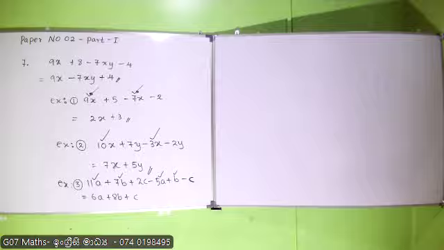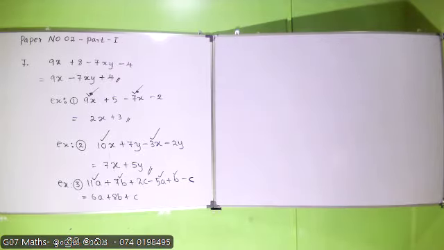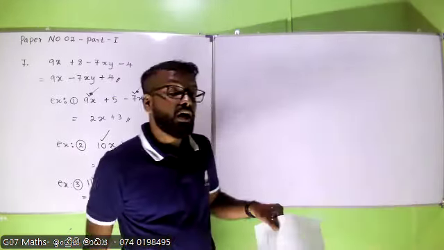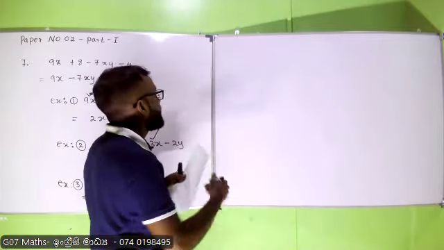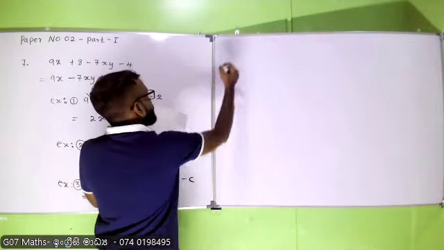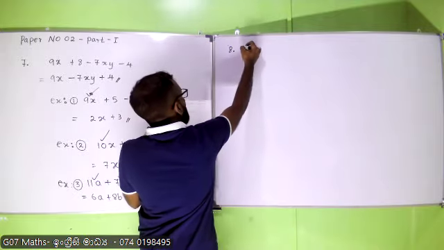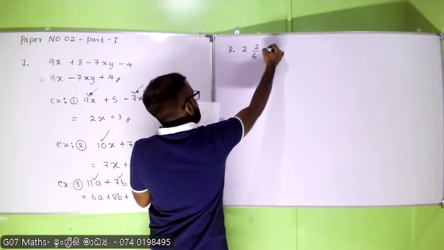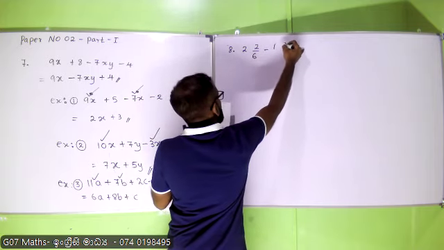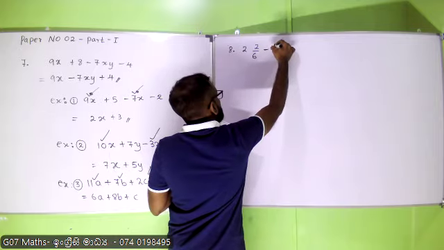Yes, Manu, your answer is correct. Okay, let's continue. Eighth one. We have to subtract mixed numbers. We have two mixed numbers: 8 and 2 upon 6, minus 1 and 3 upon 8. We have to subtract. Hurry.